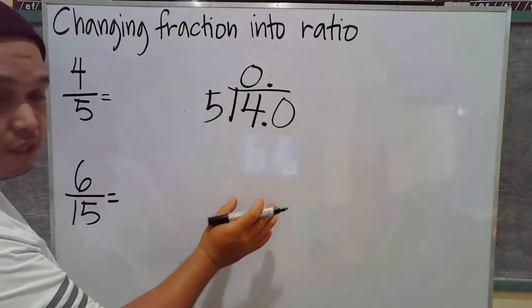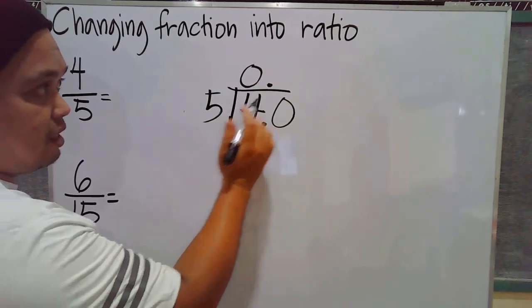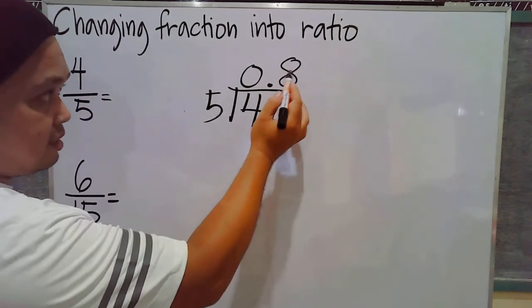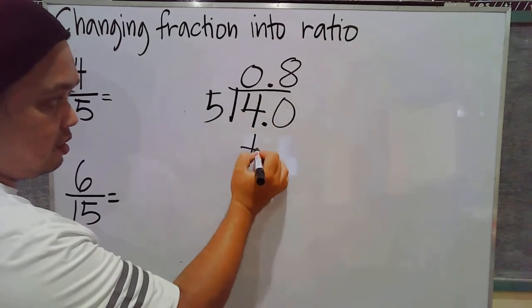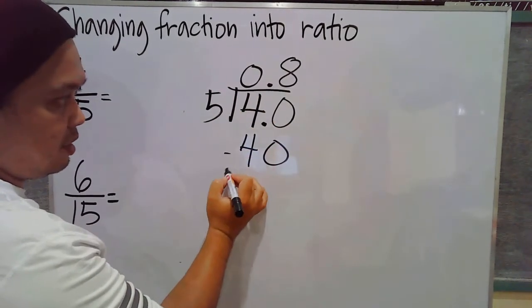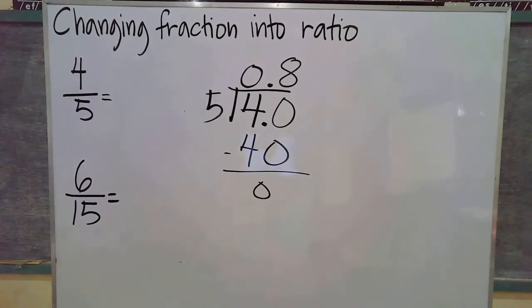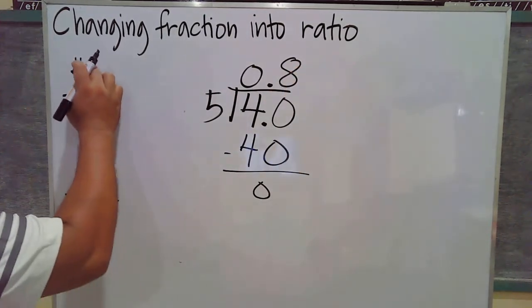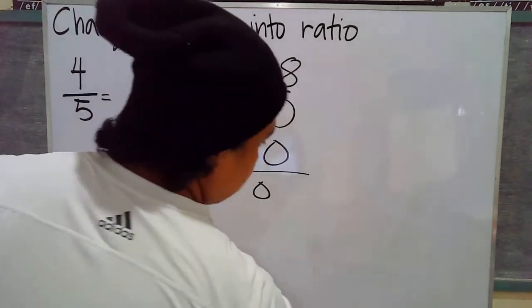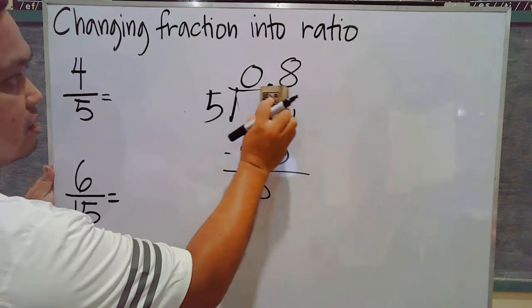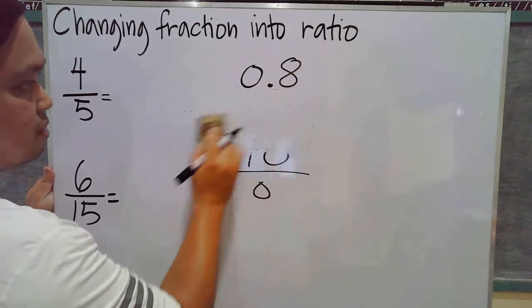So we have 40. Now 40 divided by 5 is 8. Now 8 times 5 is 40. Now 40 minus 40 is 0. So we have 0.8 as a decimal number. So we changed 4/5 in fraction form to its decimal number, which is 0.8.